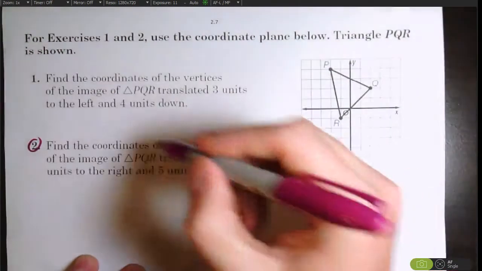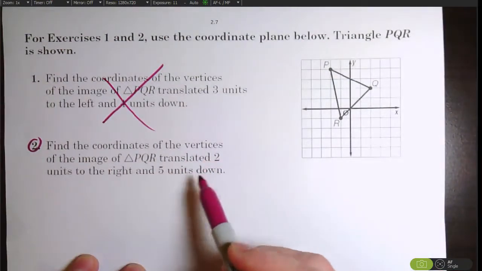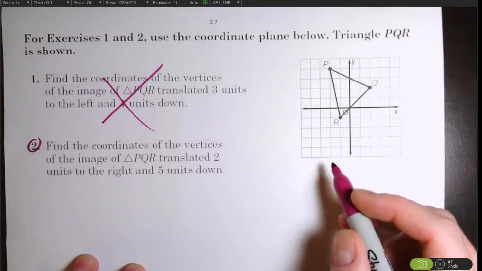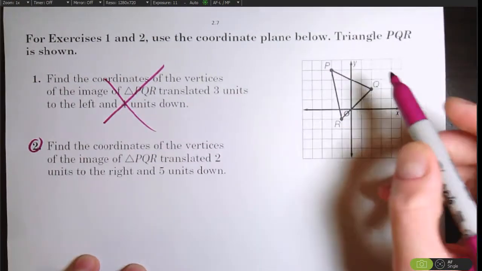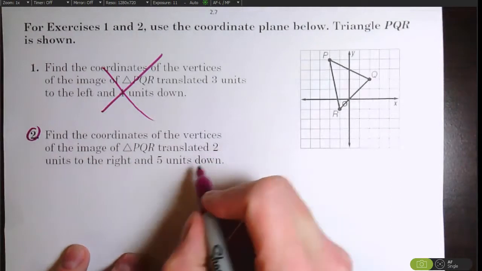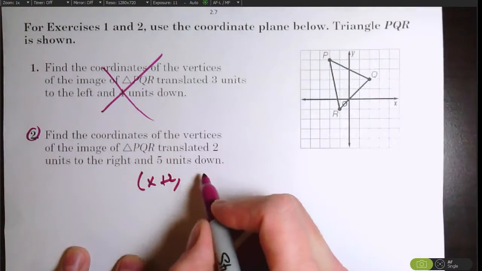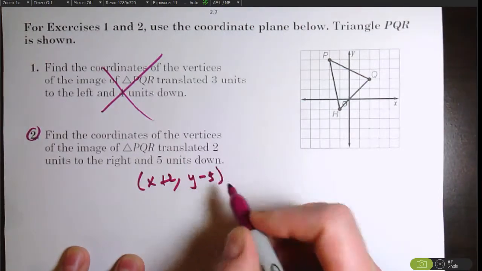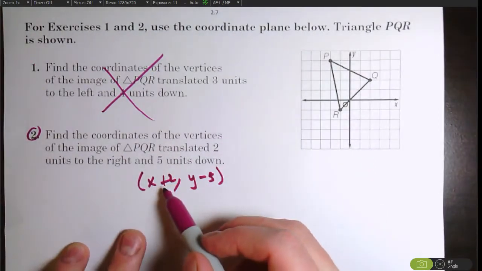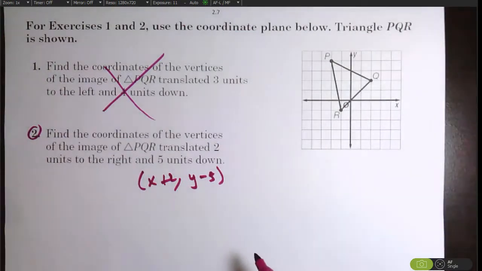So, skip 1. We're going to find the coordinates of the vertices of the image, translated 2 to the right, 5 units down. The easy way to do this is probably just to count it out. But the more math we get into, what we did in class, if we're going 2 to the right, that means take x and add 2. If we're going 5 units down, that means take y and subtract 5, because subtraction means down, addition means up, addition for x means right, and subtraction means left. So that's what we're going to do: x plus 2, y minus 5.